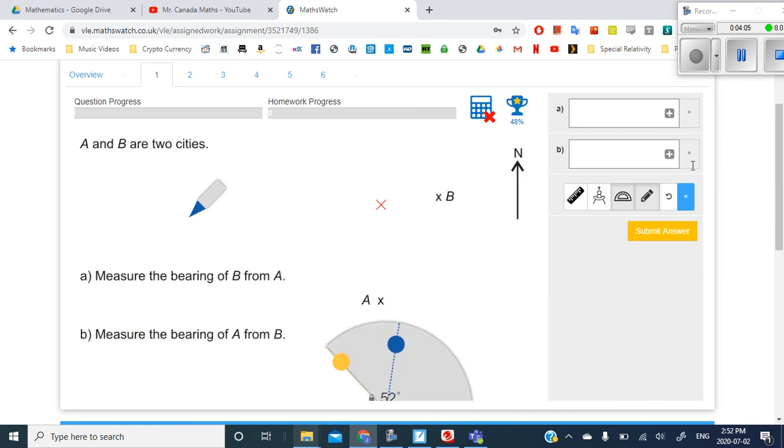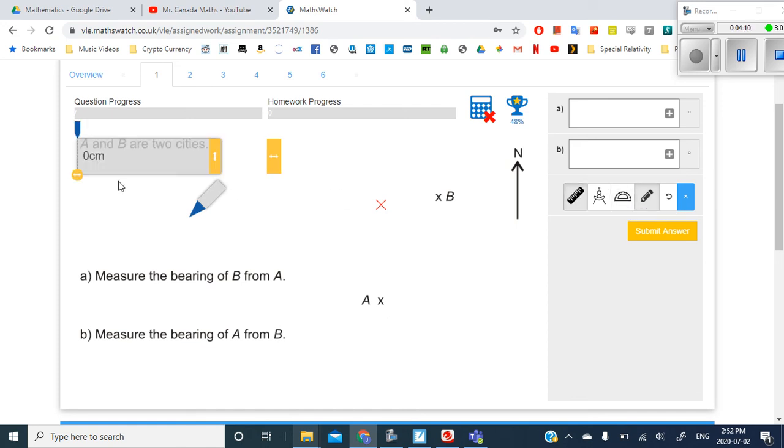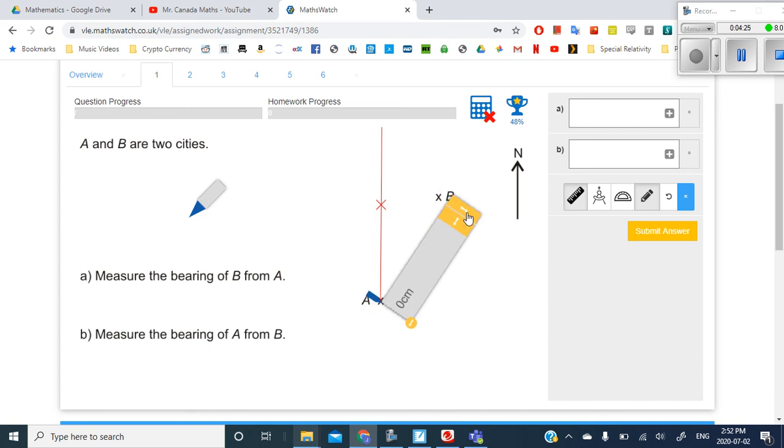So, I'm just going to continue on with this problem though. I'm going to get rid of the protractor for a sec, pull up my ruler, drag it over, line it up with A, and then keep in mind I want to line up that X as best I can, because that's going to be my north line. Now, while I have it at A, I'm going to draw a line over to B. Okay?